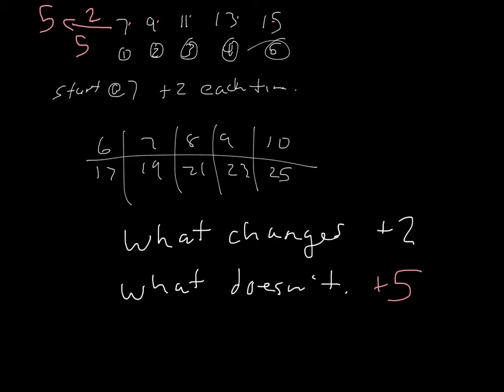So if it's changing, it's going plus 2 for each term number. That's how much it's growing by. So it's plus 2 for each term number, plus this original 5. That would be my nth term.